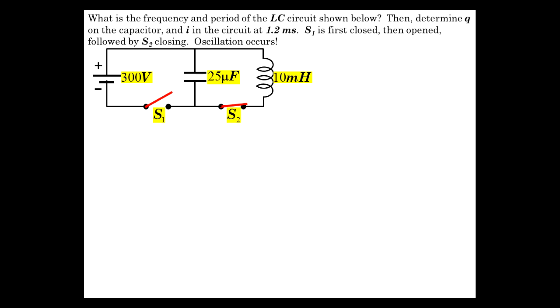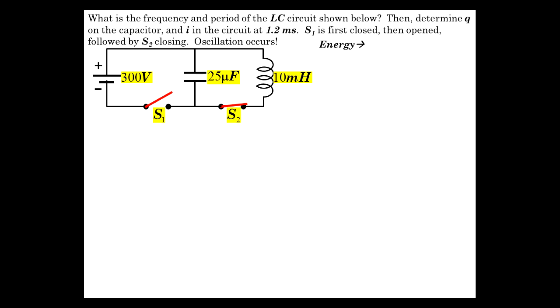particular time of 1.2 milliseconds after switch S2 is closed. So, backing up, switch S1 is closed, it charges the capacitor. Switch S1 is opened, followed by S2 closing, and 1.2 milliseconds later, what is the charge on the capacitor, and what's the current in the circuit? So that's what our goal is.